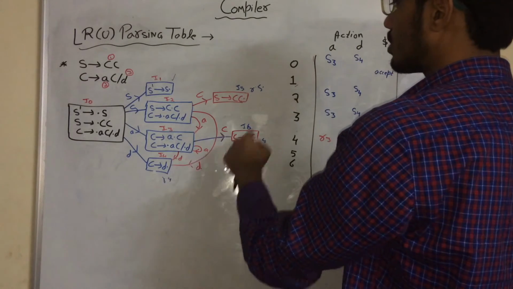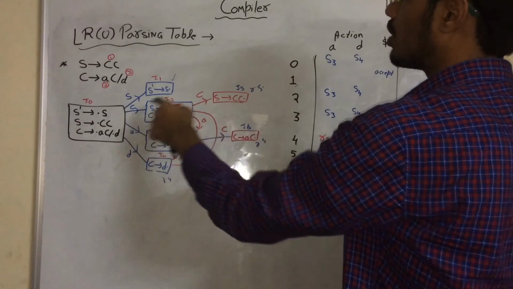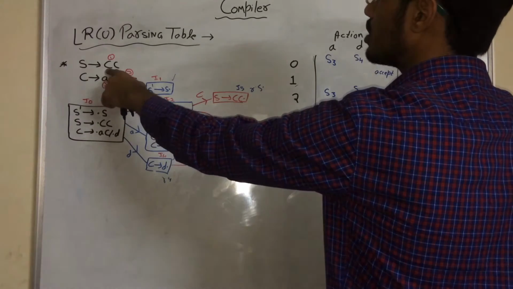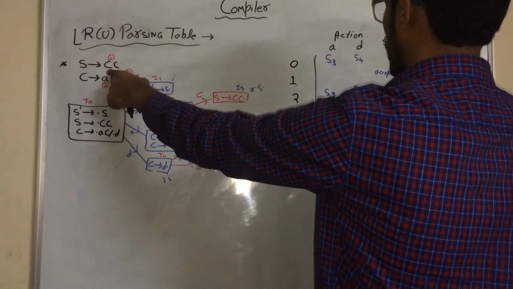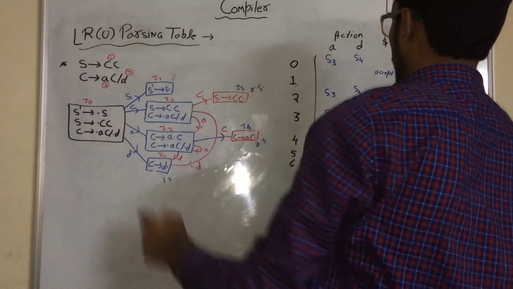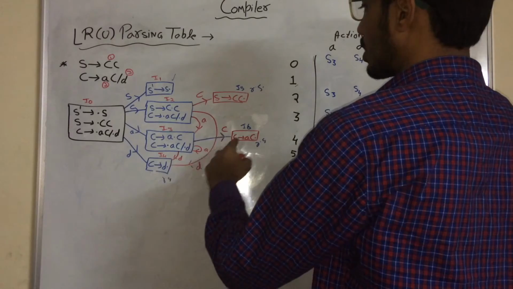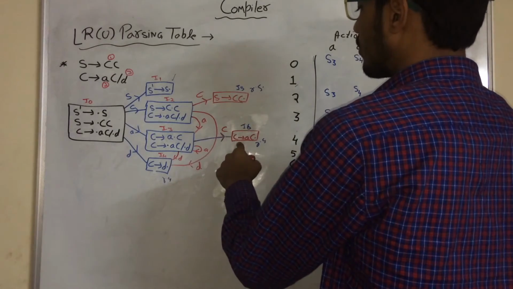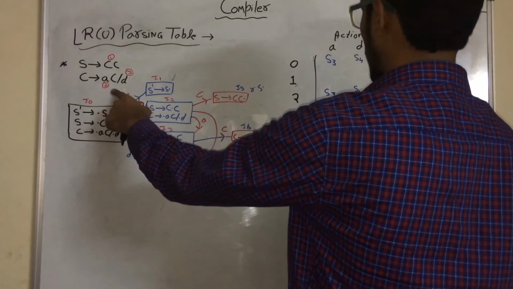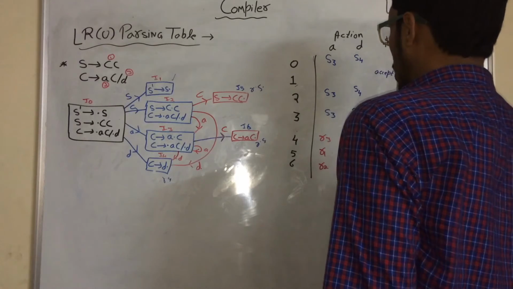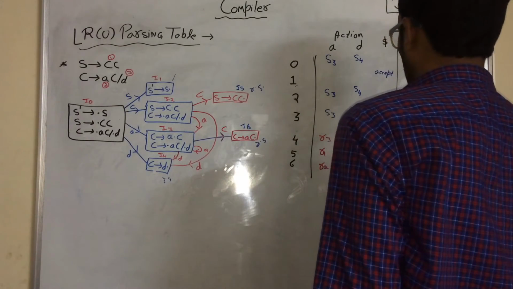Now come on fifth state. We get what? S2 CC dot. Which production is this? This is first production. So mark R1 and R1 here. Now for sixth state. Which production we get from this? C to AC, second production. So add R2 and R2.